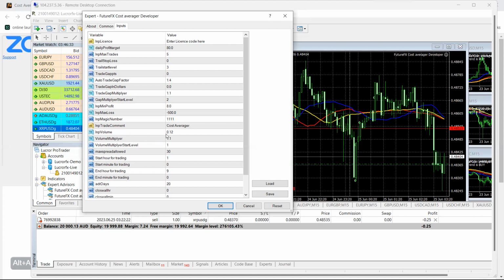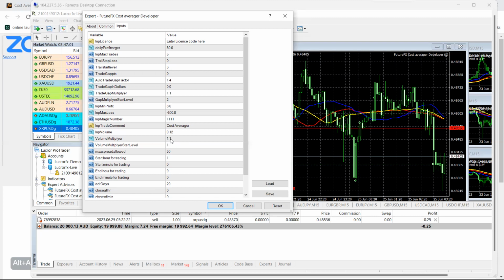Input volume, this is the lot size that it's going to use. As I said, there's quite a few different strategies, but for me, that's the lot size I'm using on a $20,000 account. And I am also using a volume multiplier. So similar to the trade gap multiplier, but this is going to progressively take out a larger and larger lot size, if you use it.